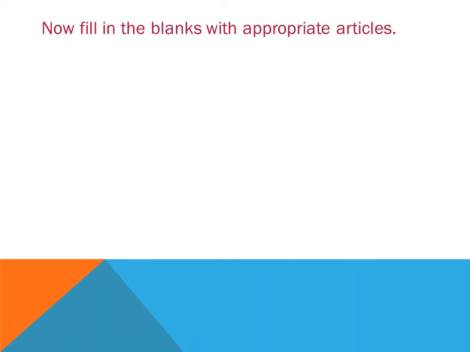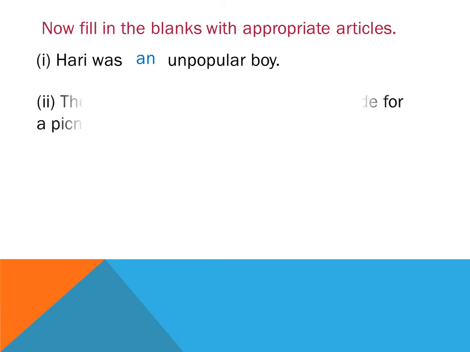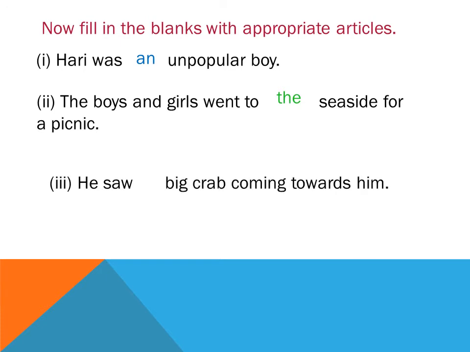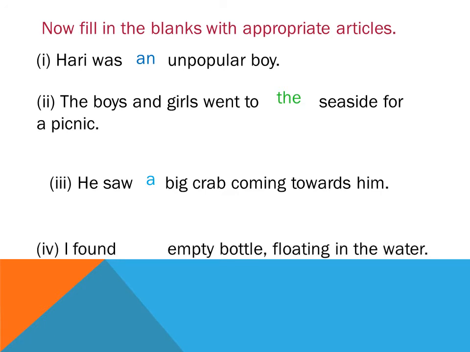Now, fill in the blanks with appropriate articles. Hari was an unpopular boy. The boys and girls went to the seaside for a picnic. He saw a big crab coming towards him. I found an empty bottle floating in the water. The sea creature ate his food.